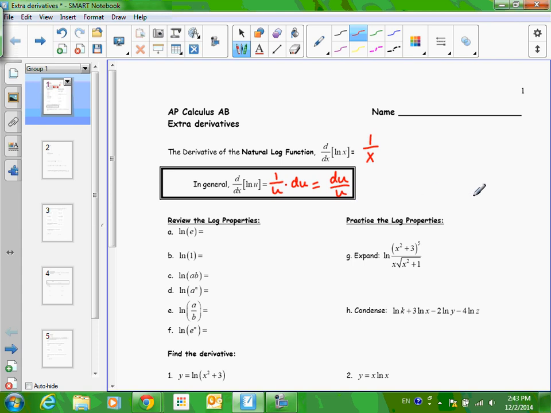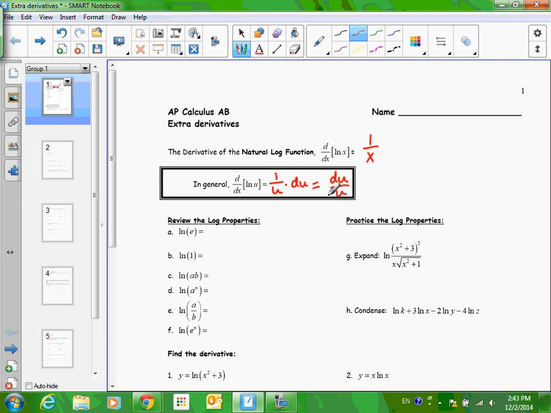In other words, anytime you're taking the derivative of a natural log, you look at what your argument is. What are you taking natural log of? The derivative goes on top, the original goes on the bottom. And we're going to practice this here in just a little bit.